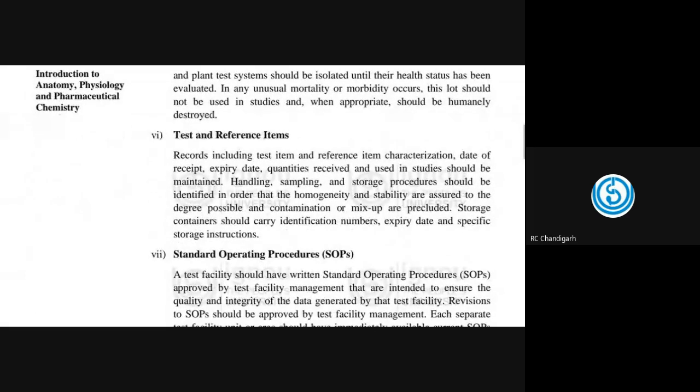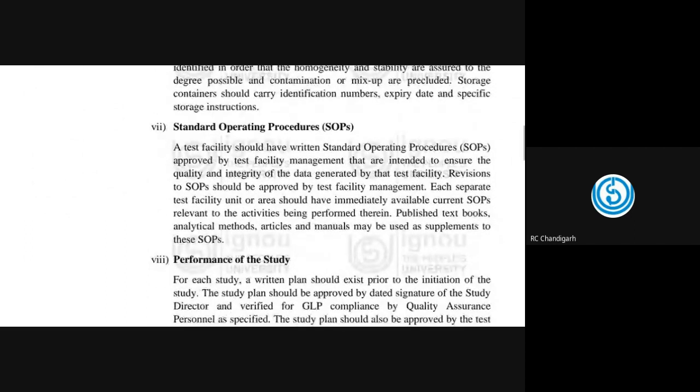Test and reference items. Records including test item and reference item characterization, date of receipt, expiry date, and quantities received and used in studies should be maintained. Handling, sampling, and storage procedures should be identified in order that the homogeneity and stability are assured to the degree possible and contamination or mix-up are precluded. Standard operating procedures. A test facility should have written standard operating procedures approved by test facility management that are intended to ensure the quality and integrity of the data generated by that test facility.